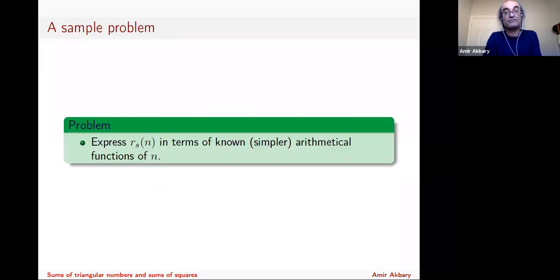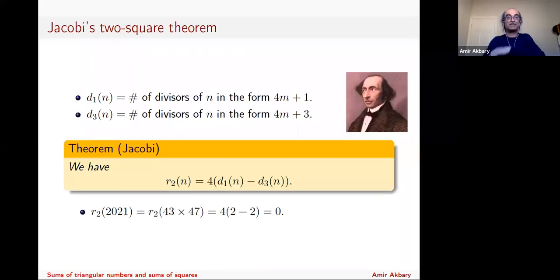Okay. So there are lots of problems we can formulate on this topic. The one that I am interested in is the following. This function r_s(n) is very irregular, and we would like to express r_s(n) in terms of some known, simpler arithmetic functions, like for example, sum of divisors functions and so on. So we would like to get a handle on r_s(n) by expressing it through simpler arithmetic functions.